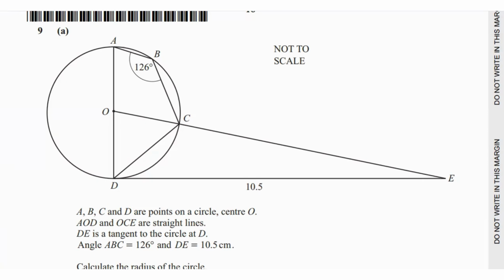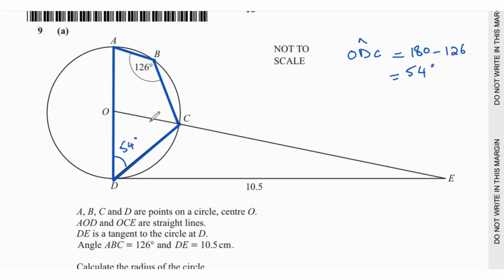So the first thing you need to realize is that if we connect A, D, B, and C, we have a cyclic quadrilateral. In a cyclic quadrilateral, all the vertices of the quadrilateral are touching the circumference, which is exactly what's happening over here. So if it's a cyclic quadrilateral, that means opposite angles add up to 180, which means angle ODC is going to be 180 minus 126, which is equal to 54 degrees.